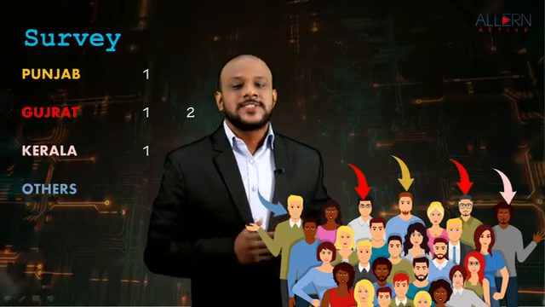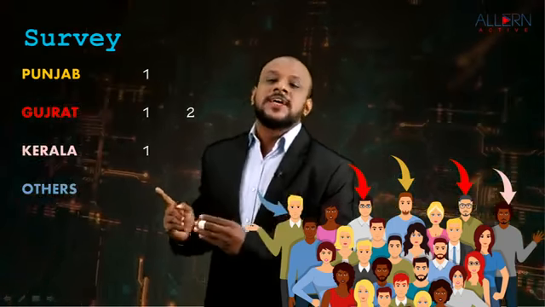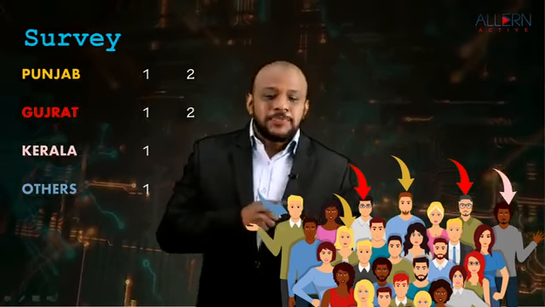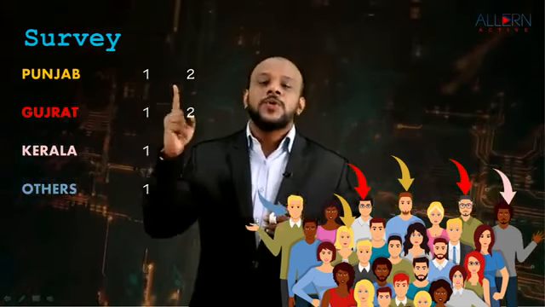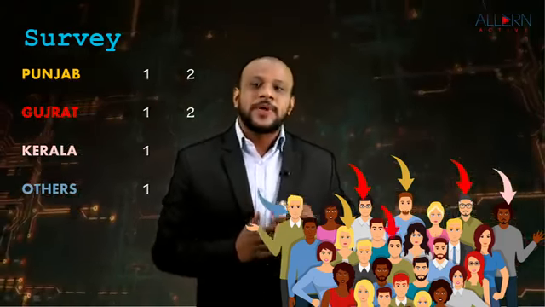as this is the second data, we have written 2 over here. Same way, there is one more person we have surveyed. The fifth person said he belonged to some other state, so we have listed it corresponding to others. Then again, the sixth person said he belongs to Punjab, as this person is the second person who said Punjab, so we have written 2 here. Likewise, we proceeded with the next person. He said he belongs to Gujarat. So as he is the third person, we have written 3 over here.